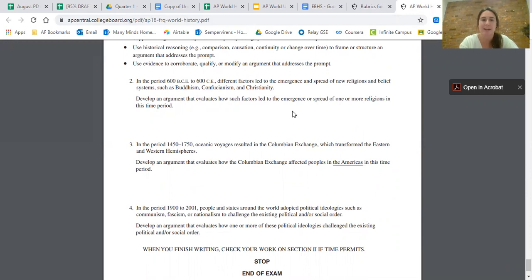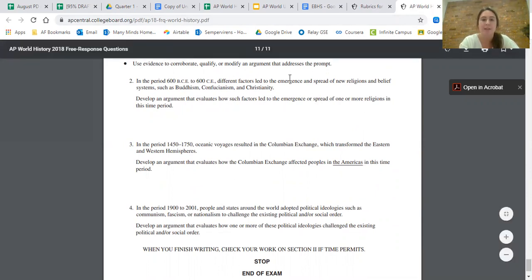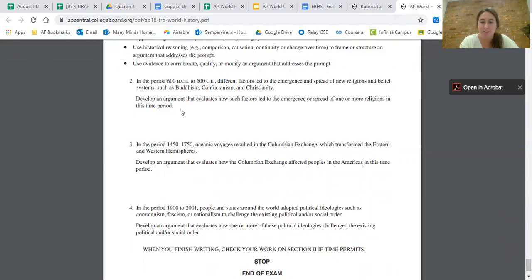So let's say I decide to focus in on this one, then I'm saying in this time period, different factors led to the emergence and spread of new religions and belief systems, such as Buddhism, Confucianism, and Christianity. Develop an argument that evaluates how such factors led to the emergence or spread of one or more religions in this time period. And then I would respond to that using all outside information that I've learned throughout the school year. We'll head back to our PowerPoint now.